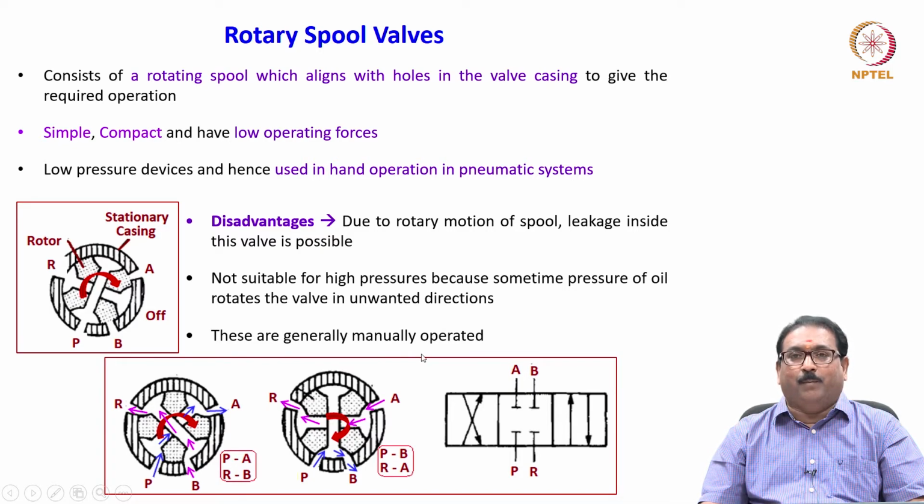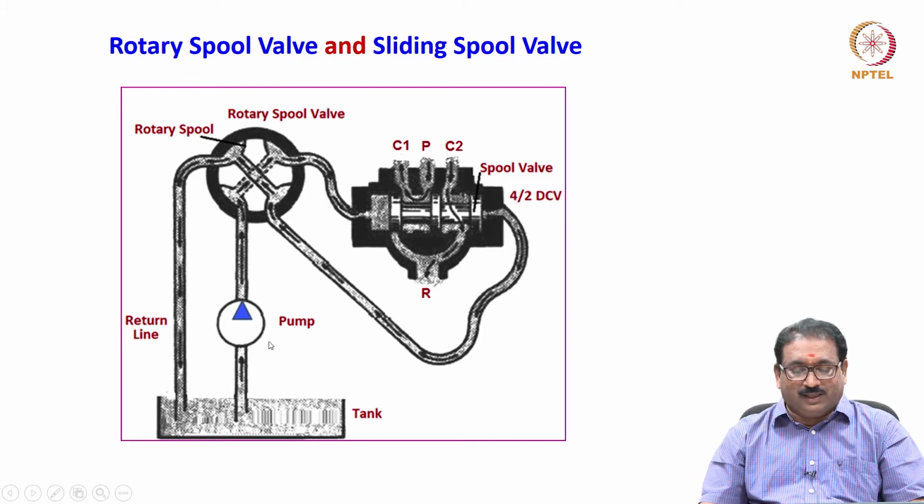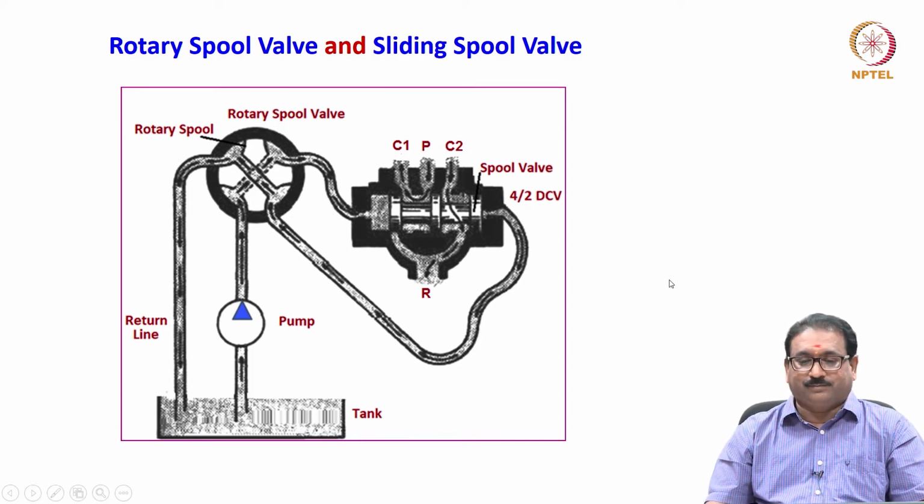These are generally manually operated things. Quickly I will show you the rotary spool valve used along with the sliding spool valve, how it is. You will see, friends, here the pump flow is connecting to your rotary spool valve. You see one return line here and it is connecting to the sliding spool valve. Sliding spool valve you have already seen how it is. C1 and C2 are the control ports, P is a pressure port, R is a return port. By moving this, the flow is going to the 4/2 DCV.